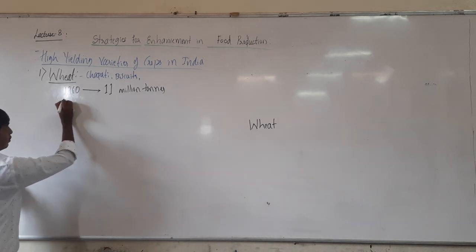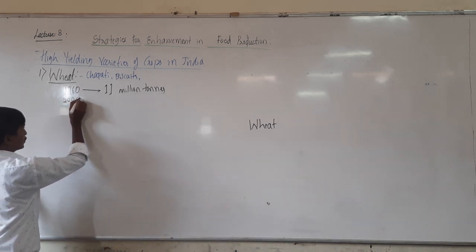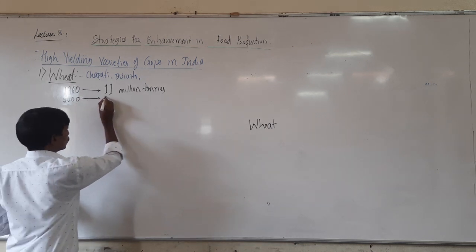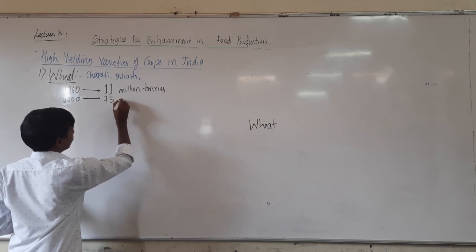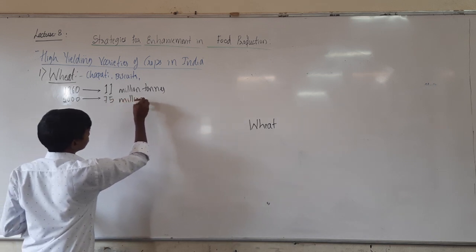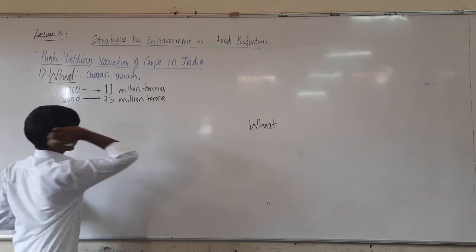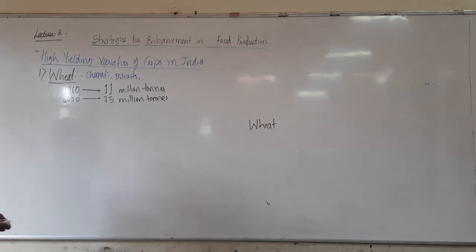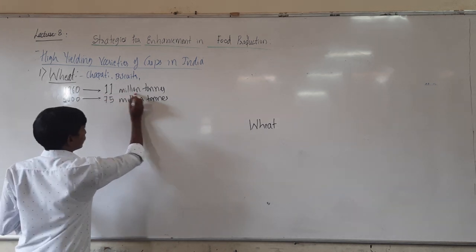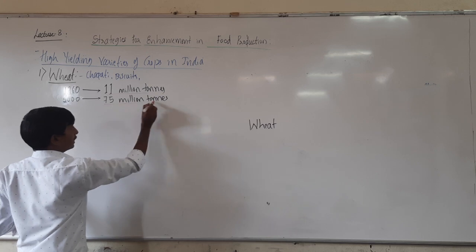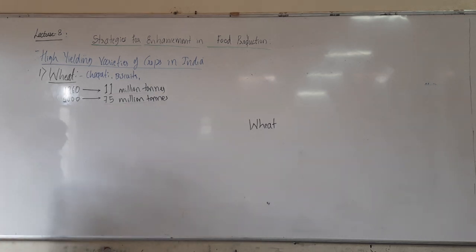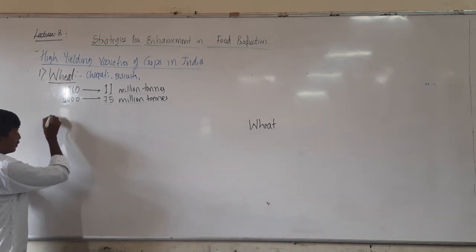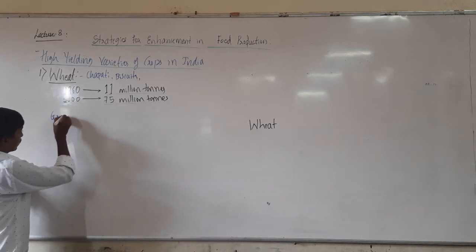But by the end of the year 2000, the production has increased to 75 million tons. What a drastic change: 11 million tons to 75 million tons. This drastic change in the production of wheat is because of the green revolution.